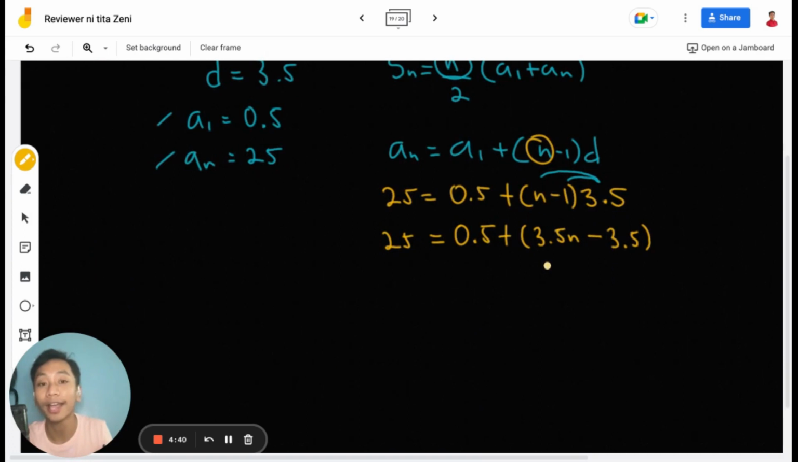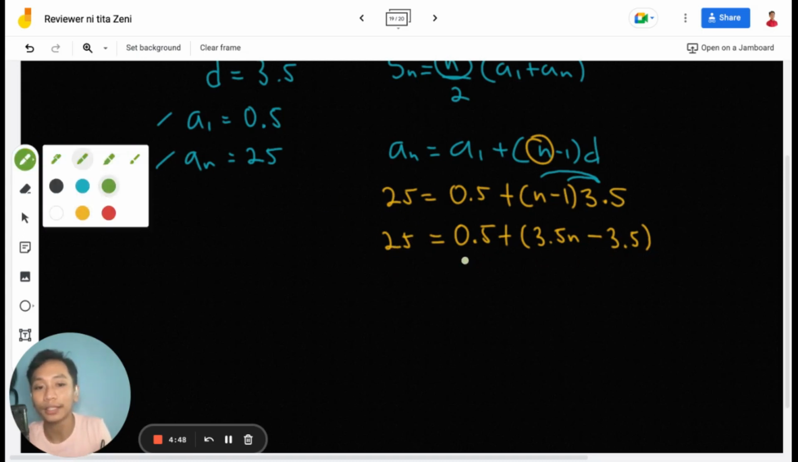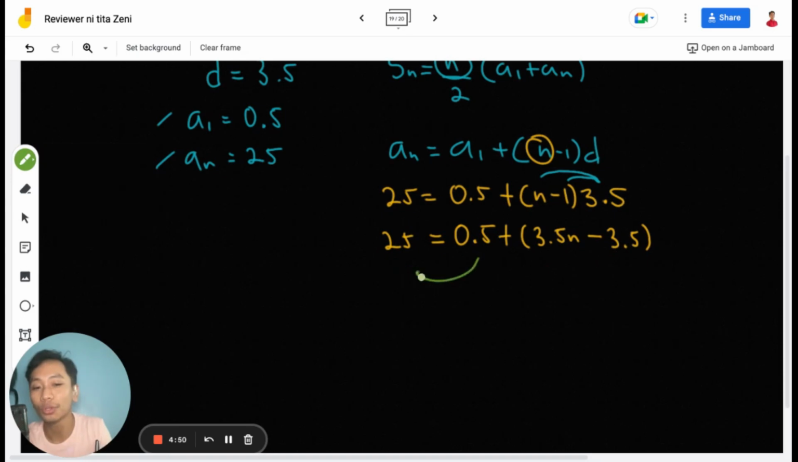Alisin natin lahat ng walang n. Okay? Aalisin ko si 3.5. Aalisin ko si 0.5. Lipat natin dito sa kabila. Uso yung term na pag-transpose, that will work. It saves time. Kung yun ang mas komportable kang gawin, why not?